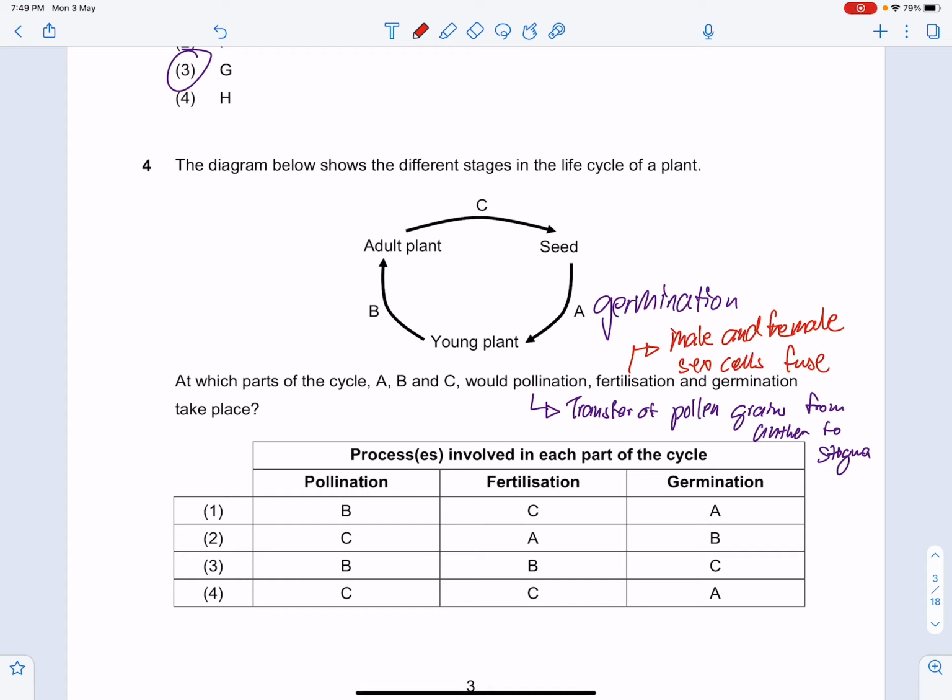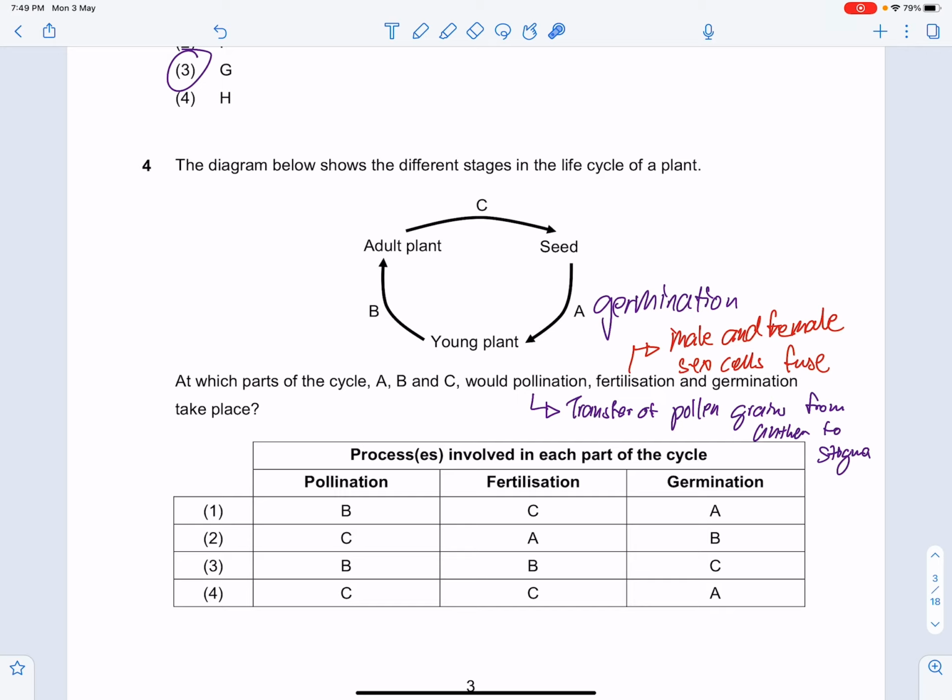So when your male and female sex cells fuse together, that is known as fertilization. These two are actually two very different processes altogether. However, they all require a mature plant. In this case, that would be known as an adult plant. So obviously, it has to take place after you get your adult plant stage, but before you get your seed, because your seed only happens after fertilization has happened.